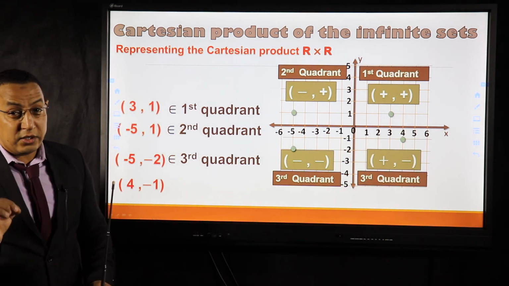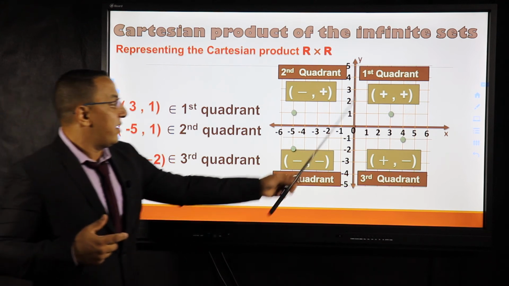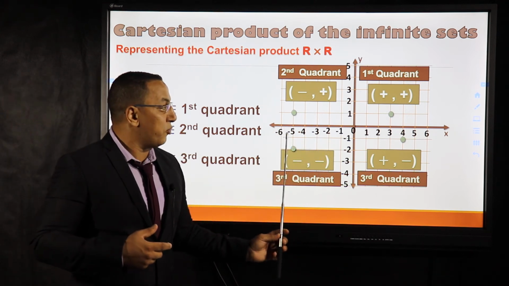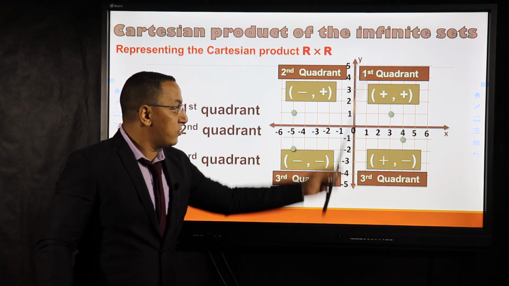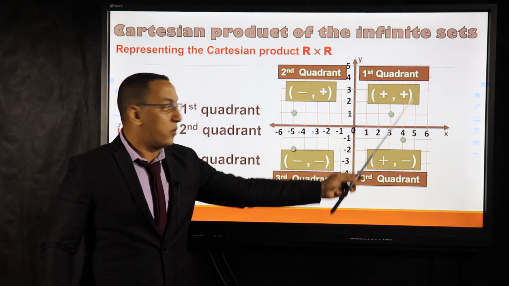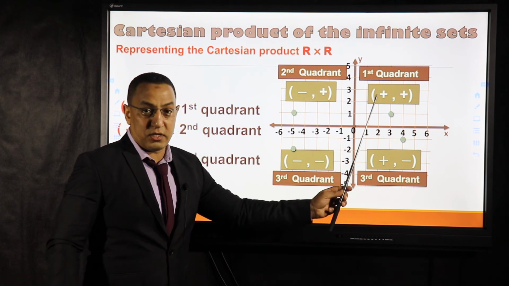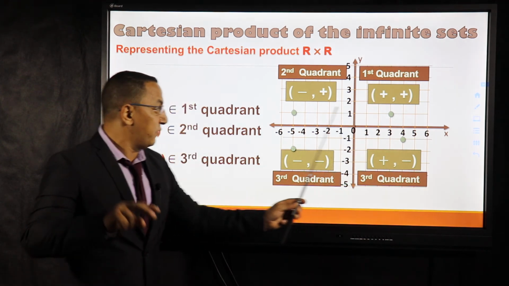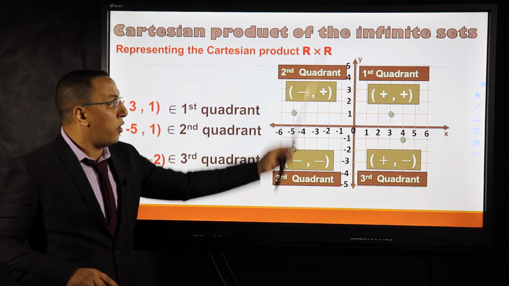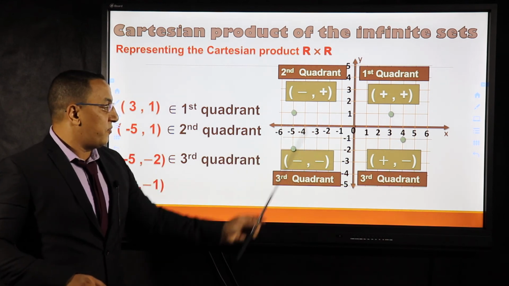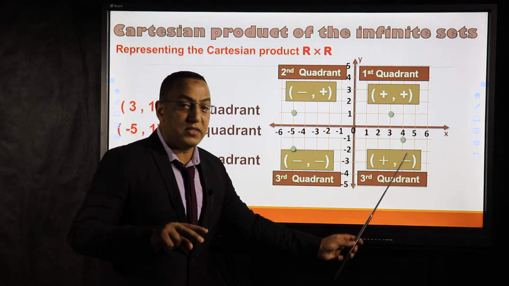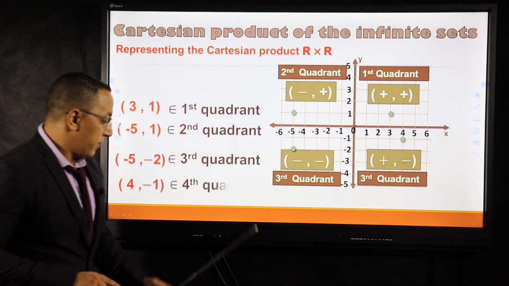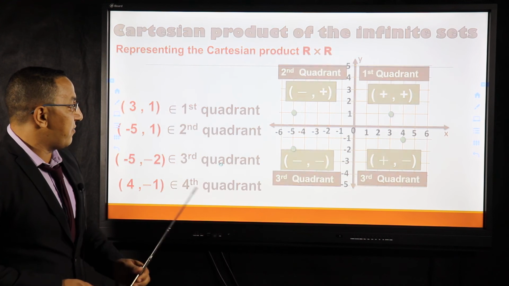You don't need to memorize these rules. You just need to memorize the coordinate axes, x-axis and y-axis. In the first quadrant, x positive, y positive, so both of them are positive. The second, x negative, y positive. Here in the third, both of them are negative. Here in the fourth, the first is positive, the second is negative. Okay, and I have another example.